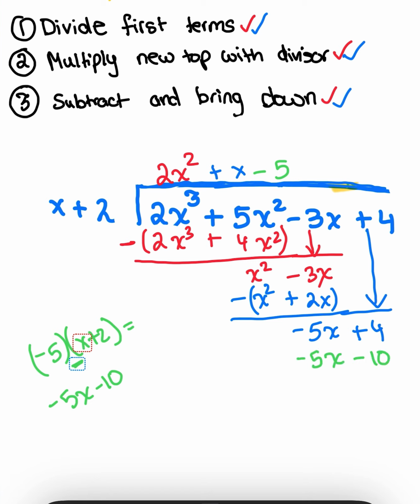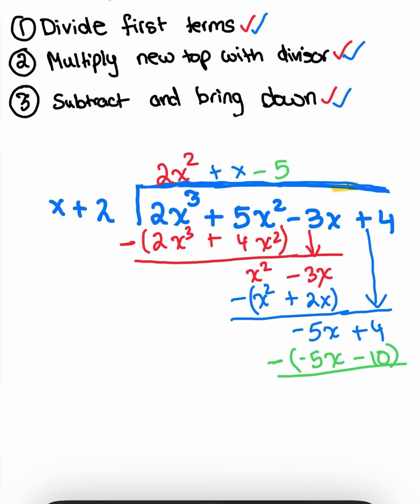Now, the third step I am at is subtracting and bring down. So remember, put brackets around it. Put the subtraction sign and subtract. 4 minus negative 10 is the same as 4 plus 10, which is 14. Negative 5x minus negative 5x is the same as negative 5x plus 5x, which is 0.